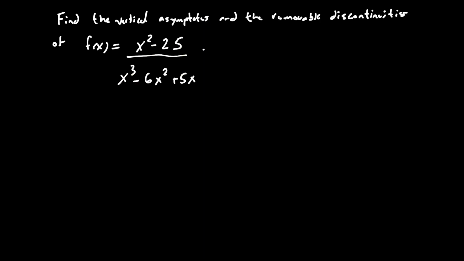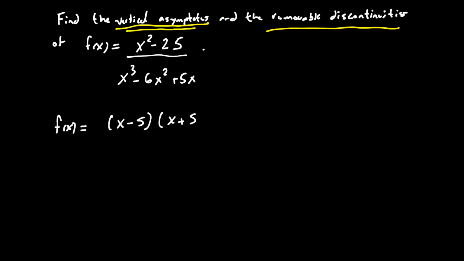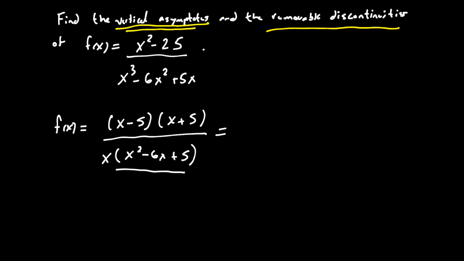To solve this problem, we'll first find the removable discontinuities, then cancel out the common terms, and then find the vertical asymptotes. So to find the removable discontinuities, we need to go ahead and factor the top polynomial and the bottom polynomial. The top polynomial will simplify to be x minus 5 times an x plus 5, and in the bottom polynomial, we can go ahead and take an x out of each term, and we're left with an x squared minus 6x plus 5. Now, factoring this quadratic, we'll get that this is equal to, again, x minus 5 times an x plus 5 divided by x times an x minus 5 times an x minus 1.